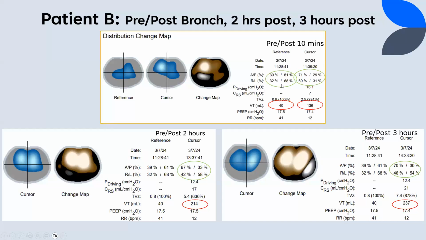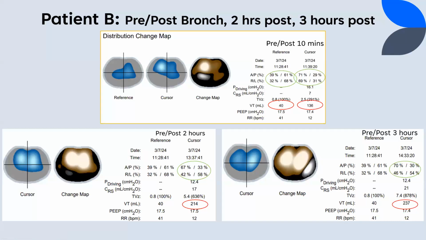Here you can see that we get anterior and posterior measurements and left and right. And then 10 minutes after, you can see now that we have some better ventilation to our right side with this patient. Again, if you remember this patient's chest x-ray, they were very whited out. You can see in the red circles here, we had a tidal volume improvement from 40 to 136.